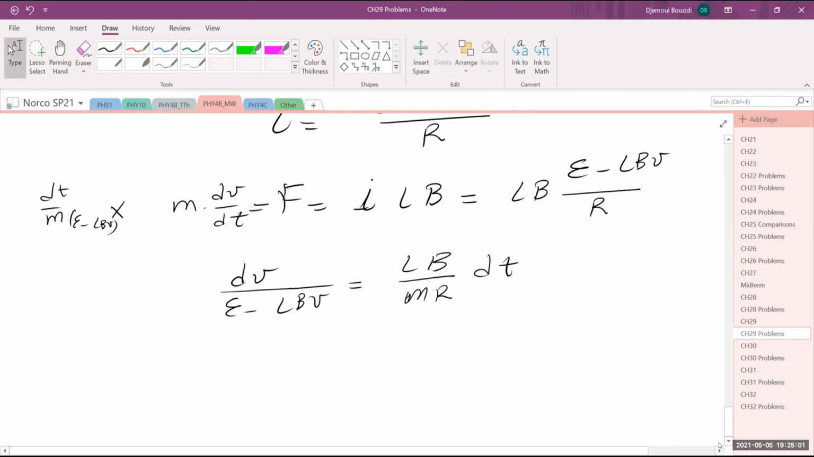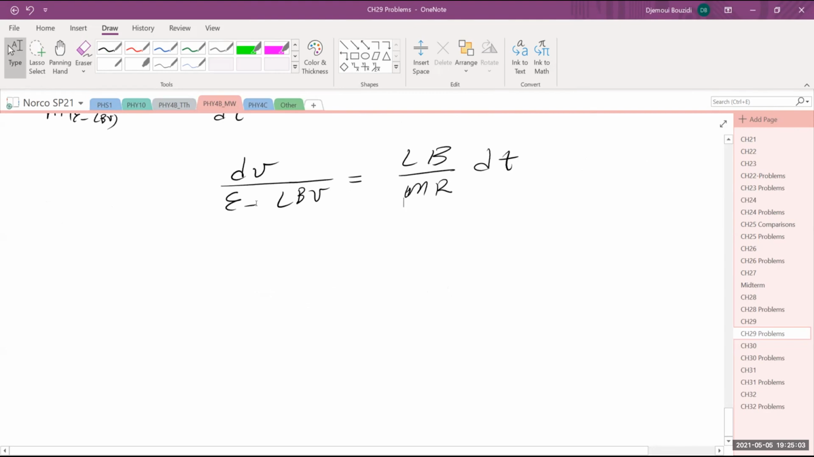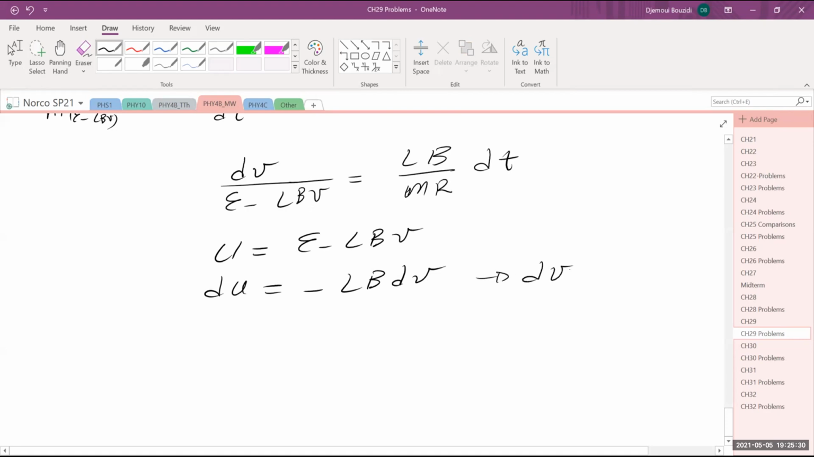Okay, we need to do a change of variable in here, and it's warranted because I have to integrate over v, but I don't have v in the denominator. I have some complex combination of things. So the first thing usually we do in this case is define a new variable, let's call it u, and u in this case is going to be epsilon minus LBV, which means that du is equal to minus LB dV, because again, the EMF is constant. So dV is simply equal to minus du divided by LB.